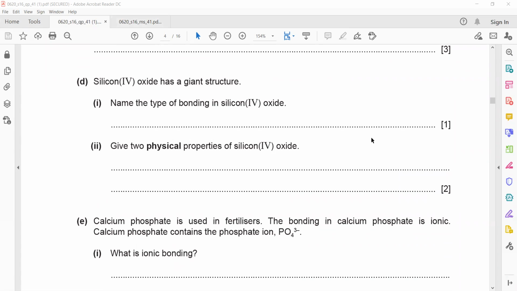Okay, next part. Silicon 4 oxide is a giant structure. Name the type of bonding. There are three types of bonding: ionic, covalent, and metallic. What kind of bonding is there in silicon 4 oxide? Yeah, because it's a sharing of electrons, so it's covalent. Give two physical properties of silicon 4 oxide. High melting point, insoluble in water, does not conduct heat or electricity.